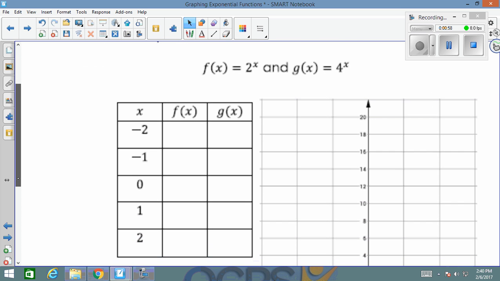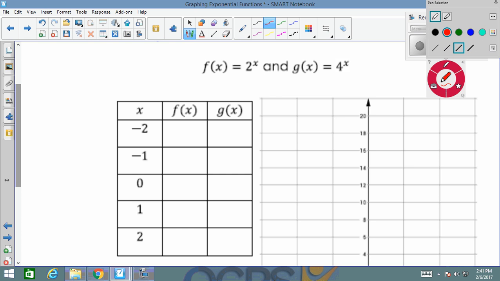What we're going to do is take each one of these x's and put them into this f of x equation. So f of x is 2 to the x. So it's 2 to the negative second. Remember back when we did rational functions, when you have a negative exponent, you have to rewrite it as 1 over your base to the exponent. So it's really 1 over 2 squared, which is the same as 1/4.